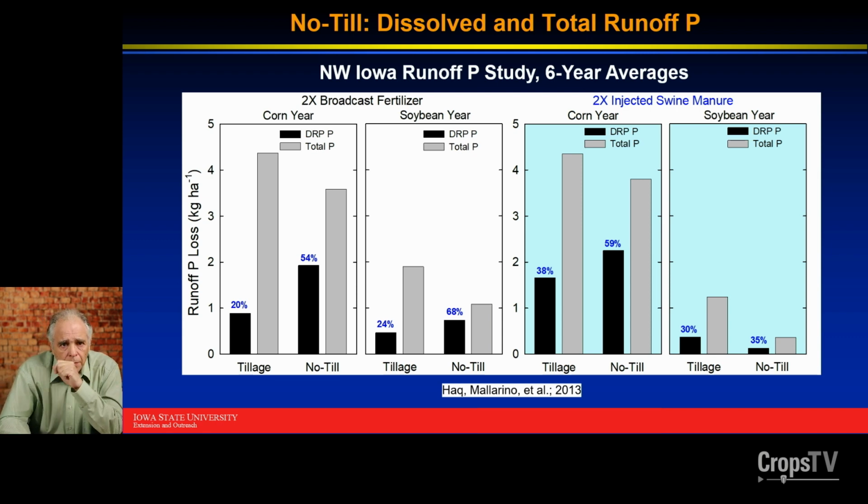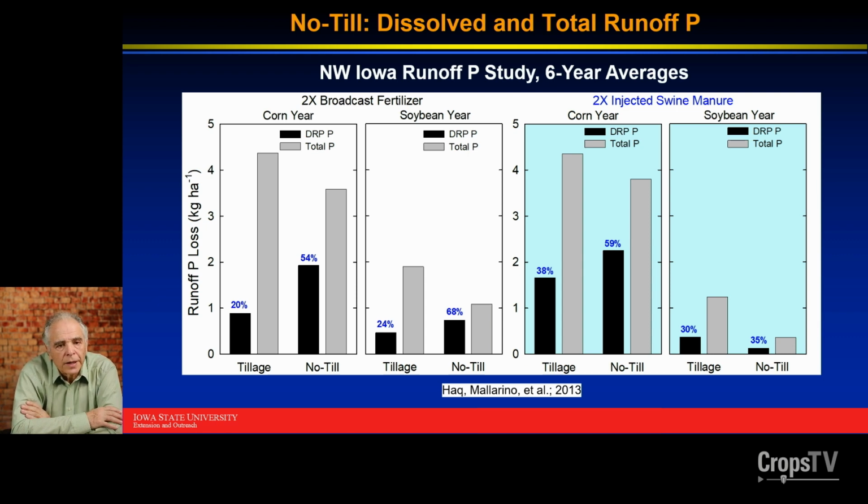So if we look at the broadcast fertilizer charts, I don't have the rotation, but I have the corn year first on the left, and then the soybean year to the right of that one. So the gray bars are the total P, and the black is the dissolved P. Okay, so we see here that the tillage effect on the phosphorus loss is very large for the total P, that includes the dissolved and the particulate P, and also for the dissolved P.